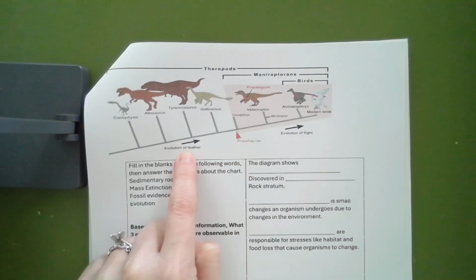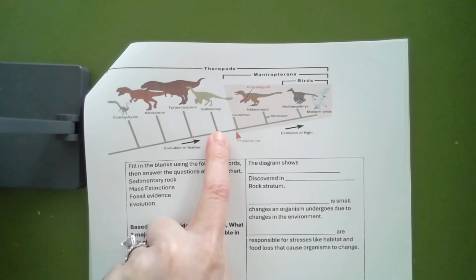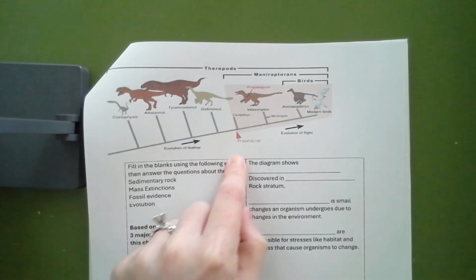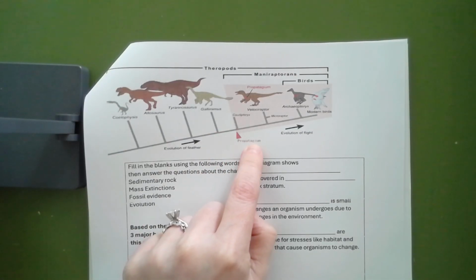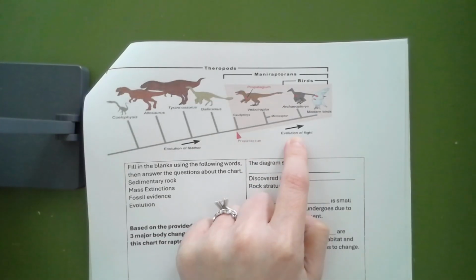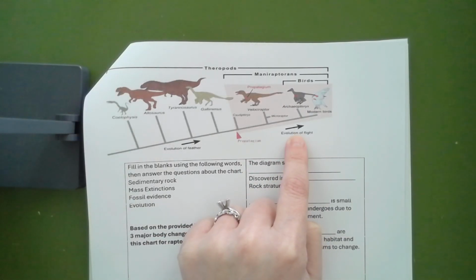Evolution of feathers. So everyone after Tyrannosaurus should have what? Feathers, okay? And what do you see down here with Archaeopteryx? The evolution of flight. So everyone after Archaeopteryx can do what? Fly. Okay. Microraptor. What's the point of having feathers?